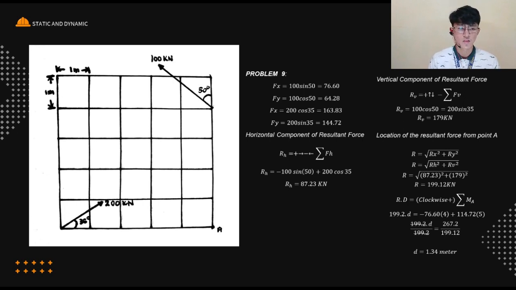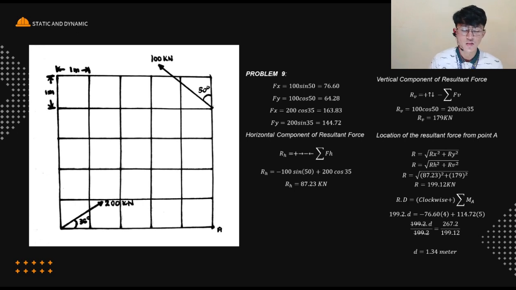Next naman po is yung vertical component of resultant force. So, para po makuha yun, summation po ng ating force vertical. So, RV equals positive pag pataas and negative pag pababa. So, RV equals 100 cosine 50, and then plus po yun, 200 sine 35. So kapag in-equate po natin yon, ang makuha po natin na R vertical is 179 kN. So meron na po tayong RH and RV.